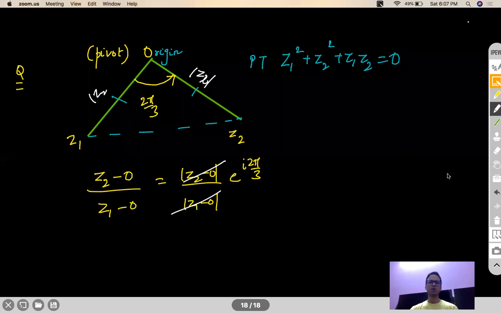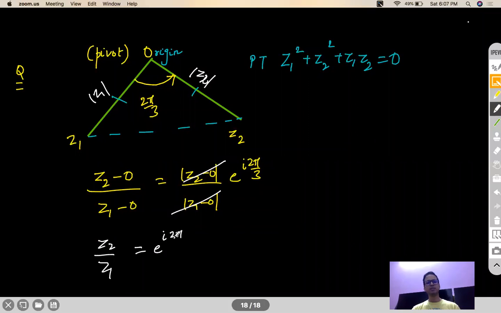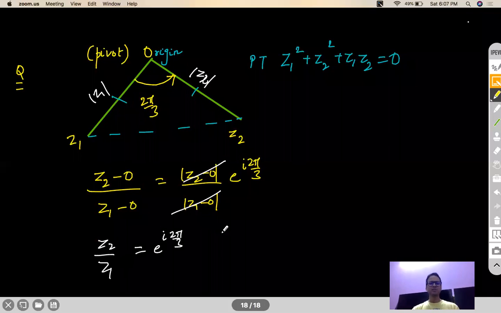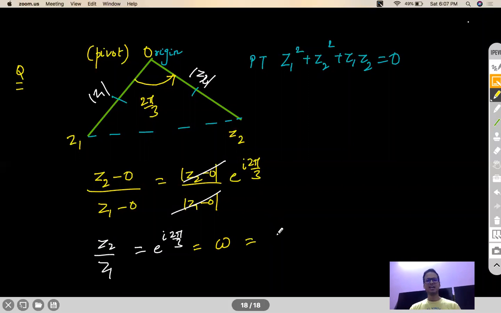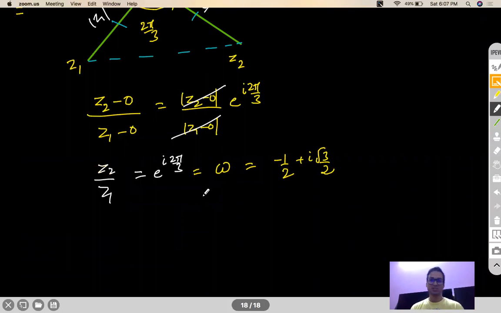What is mod? Mod is nothing but the distance of that complex number from the origin, and they're equal as per the given question. So I can just say Z2 by Z1 is e to the power i 2 pi by 3. Correct? Now e to the power i 2 pi by 3, if you remember, it is actually omega. I hope you remember this. Don't forget, e to the power i 2 pi by 3 is one of your cube roots of unity. So omega.